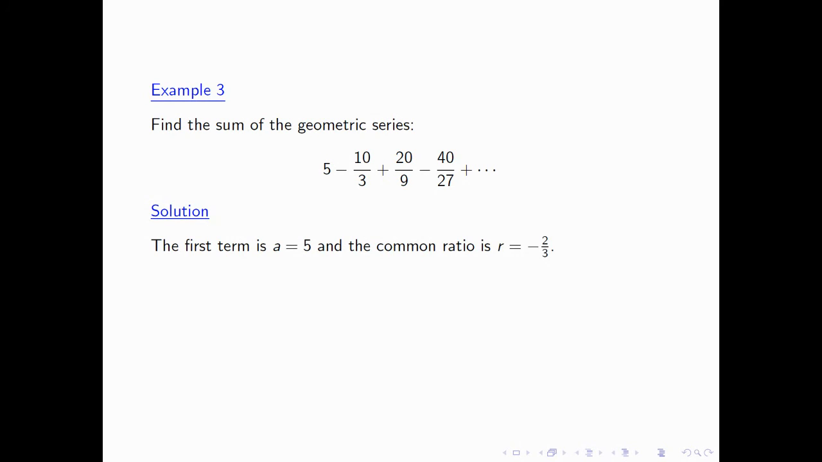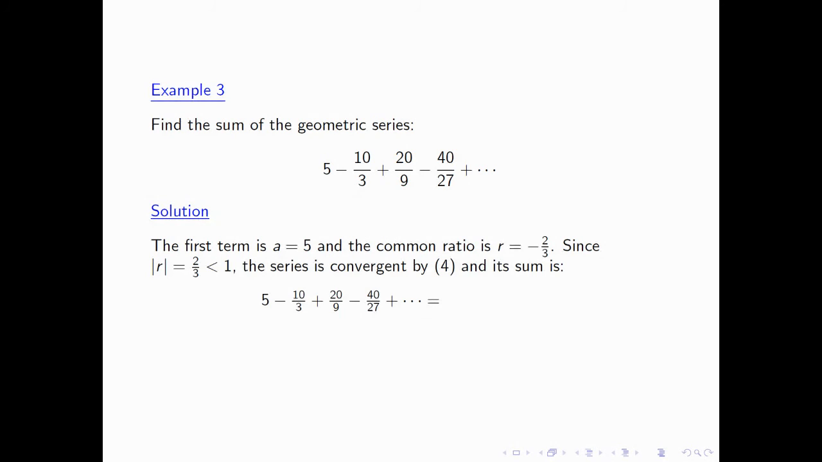And so it's easy to calculate the limit of this infinite geometric series, this infinite sum, because we simply plug it into the formula. The absolute value of r is less than 1, and so the series converges by the previous result we had. And to calculate its sum, we simply plug it into that formula, a divided by 1 minus r, which gives us a final answer of 3.